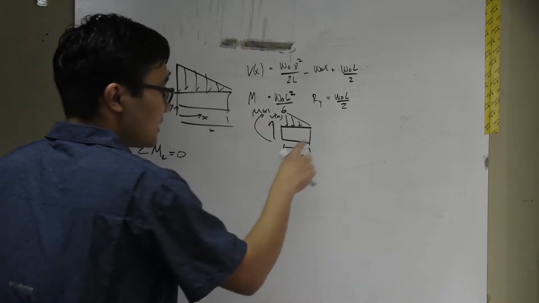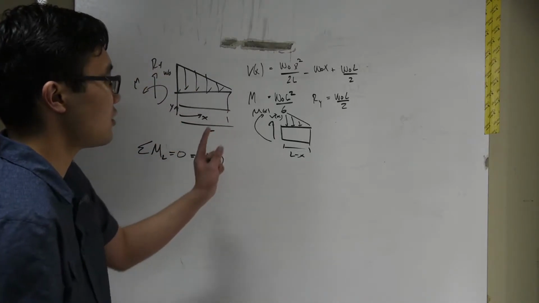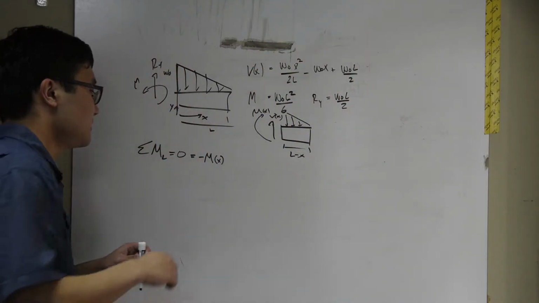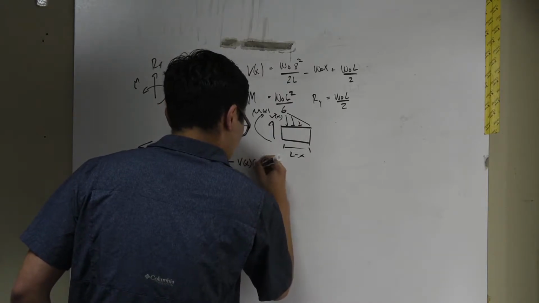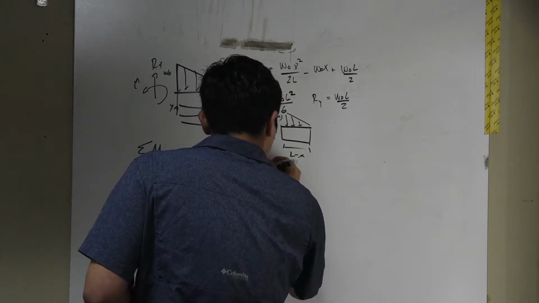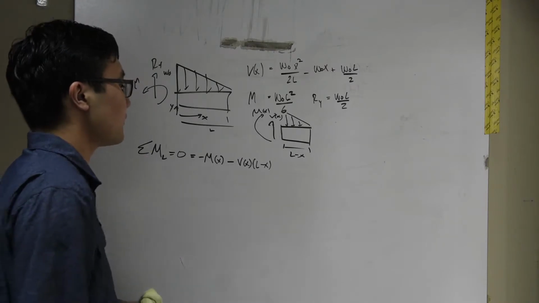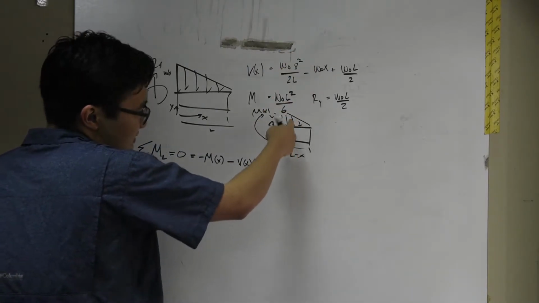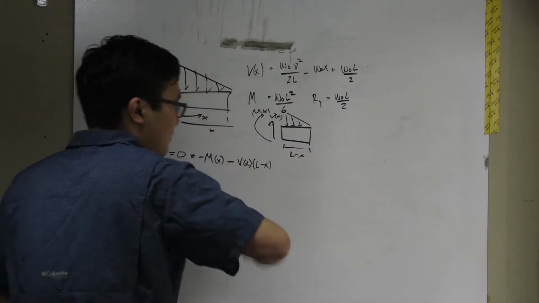Equals 0. Moment is going counterclockwise, so it's negative. Negative M(x). Shear creates a clockwise moment about this point. Clockwise is negative. Minus V of x times L minus x, right? Because L minus x is the distance, not x. You have to be careful here. I almost made that mistake just now. So negative because it's clockwise, negative because it's clockwise. The body force acts counterclockwise, right? Because it's going down, and about this pivot, that distance is going to be going in this direction.